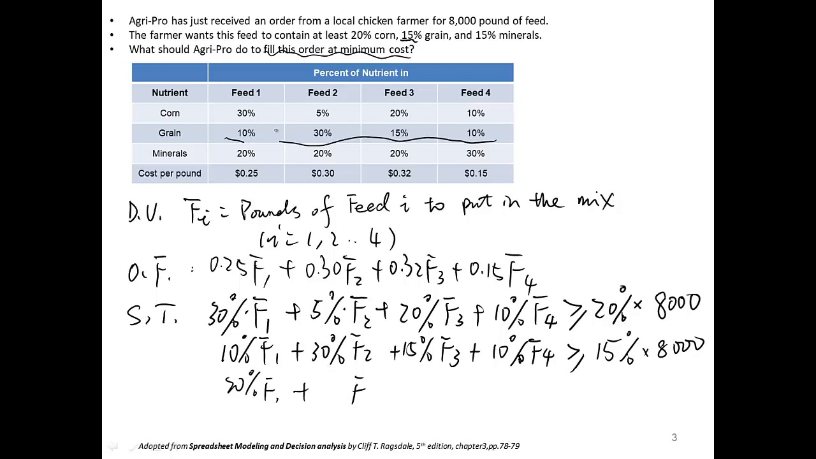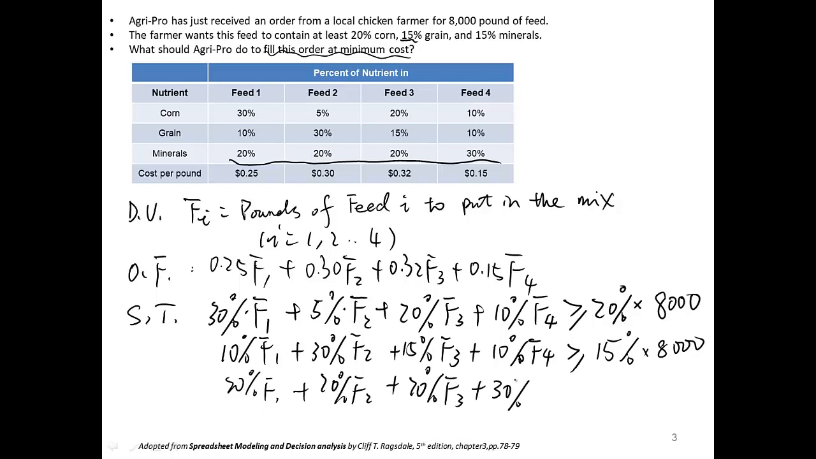So we're looking at this row now. 20% F2 plus 20% F3 plus 30% F4 greater than or equal to 15% of 8,000. Okay, so that's for the 3 ingredients. Anything else?